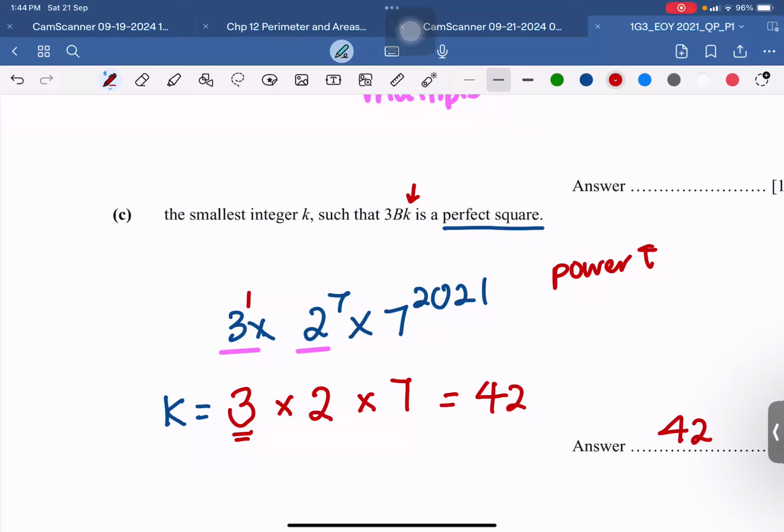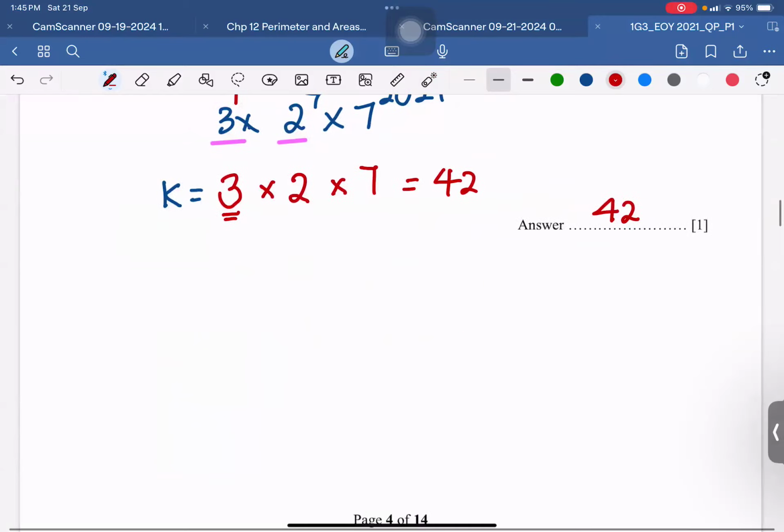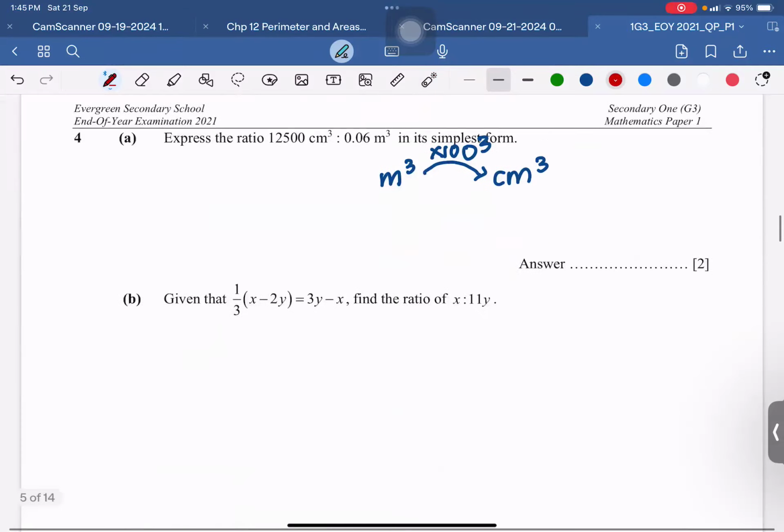Is this okay for you? Can? Okay, can, good. Then, okay, now move on to question 4b.